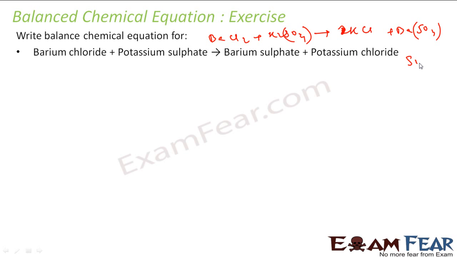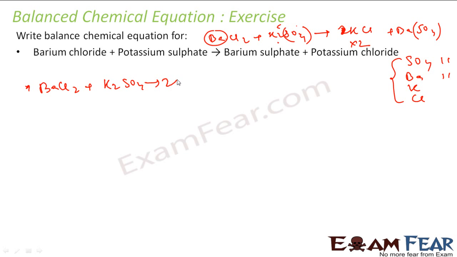So here we have a compound, yes, sulfate. That's my first priority. Then we have barium, then potassium, right? And then we have chloride. So let's balance this. We'll check the sulfate part: in both cases we have 1, it's balanced. Barium part is again 1 and 1, balanced. Potassium part is 2 here and 1 here, so let's multiply this with 2. So what you get here is barium chloride plus K2SO4 is equal to 2KCl plus BaSO4.